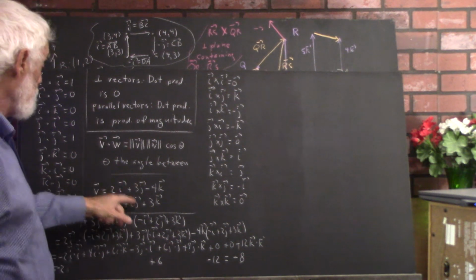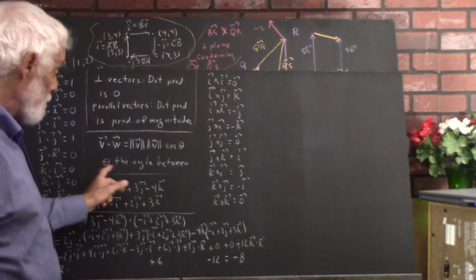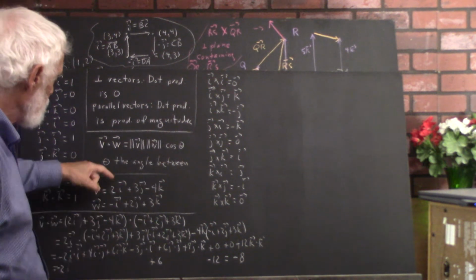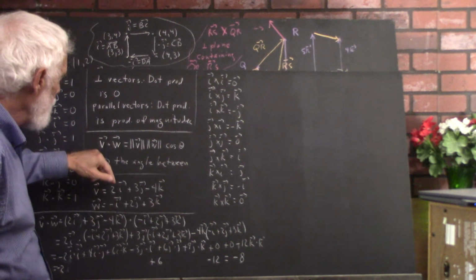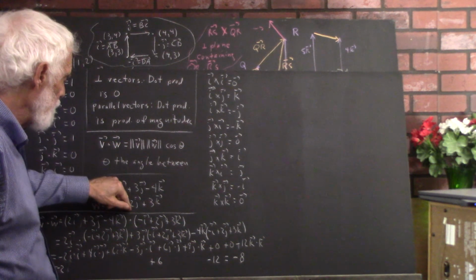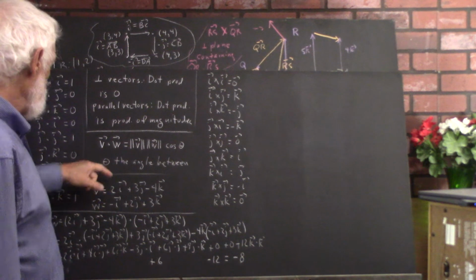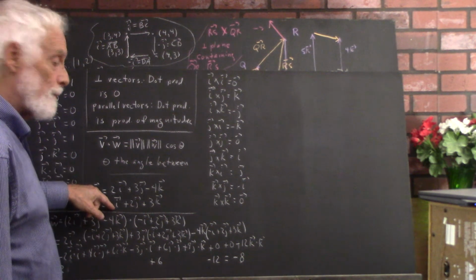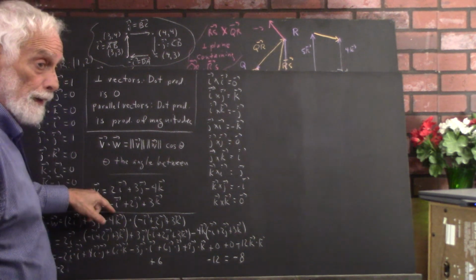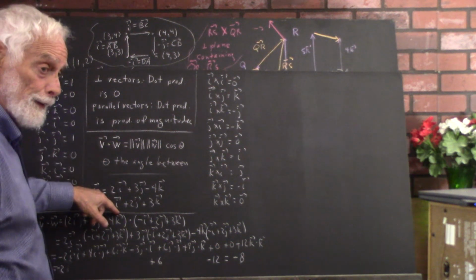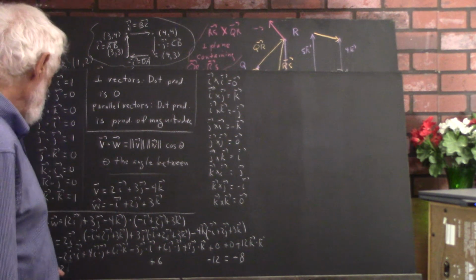I mean, this is multiplied by this, and this is multiplied by this as well, but they give you 0. The only ones that don't give you 0 are the 2i dot negative i, the 3j dot 2j, and the negative 4k dot 3k. 2i dot negative i, well, i dot negative i is, well, it's negative 2 times i dot i, which is negative 2 times 1, just negative 2.